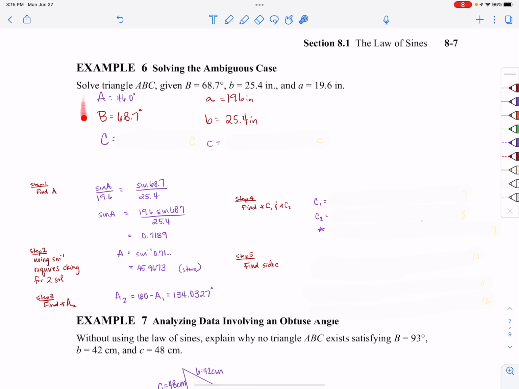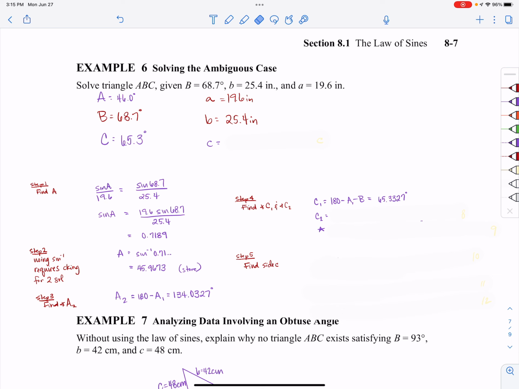It's pretty easy to see that if I want to find angle C, all I have to do is subtract these two from 180 to get angle C. So let's do that next. Let's find angle C1. So this is where I'm going to take 180 minus angle A1 that I just found minus the angle B that I was handed. And so that's going to give me that 65 degree angle, 65.3 when I round.